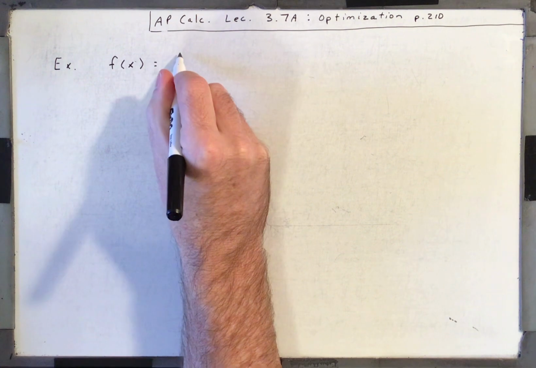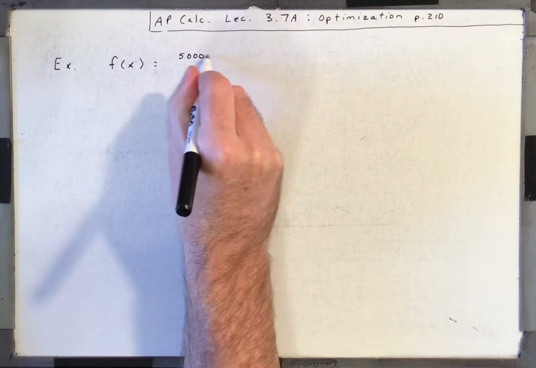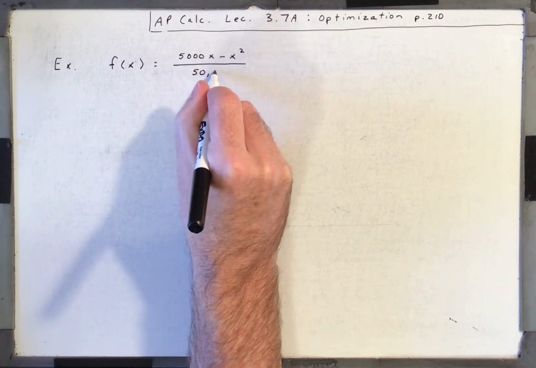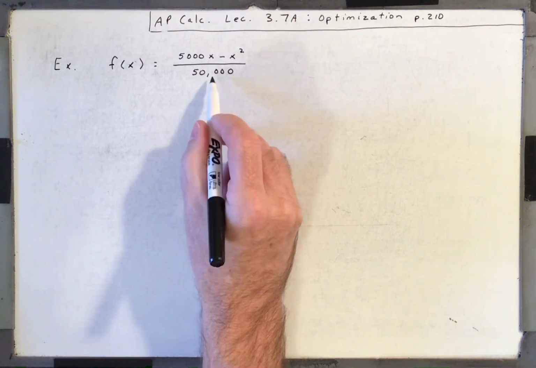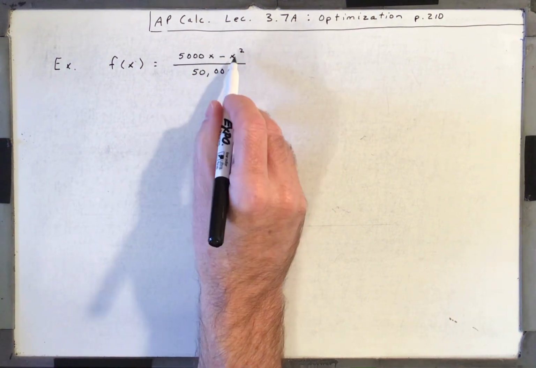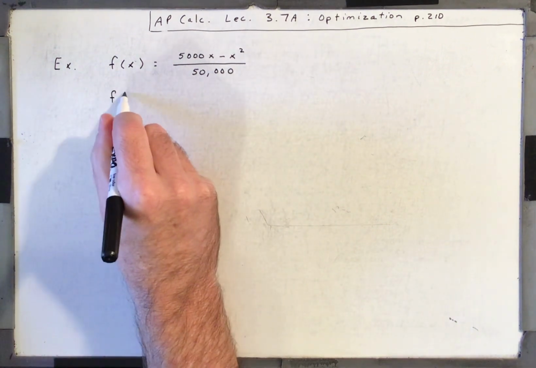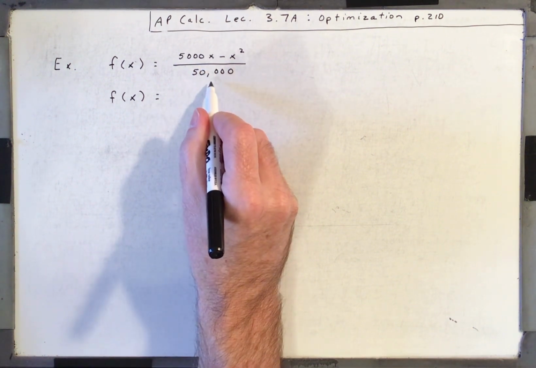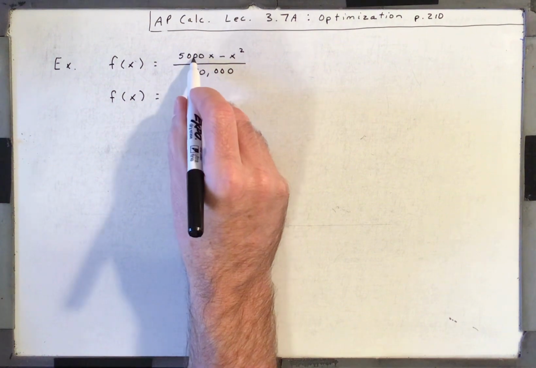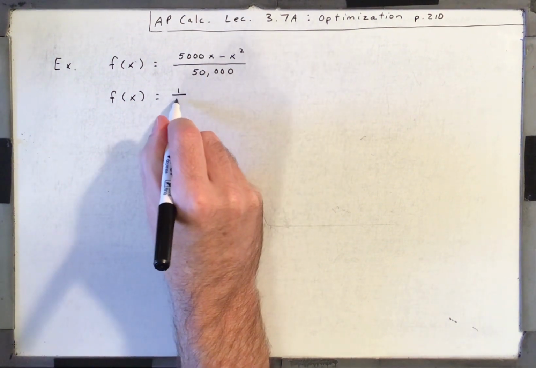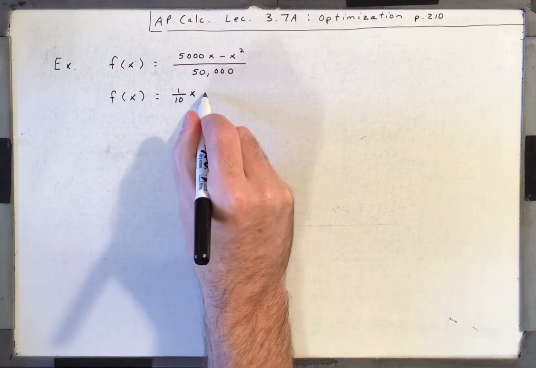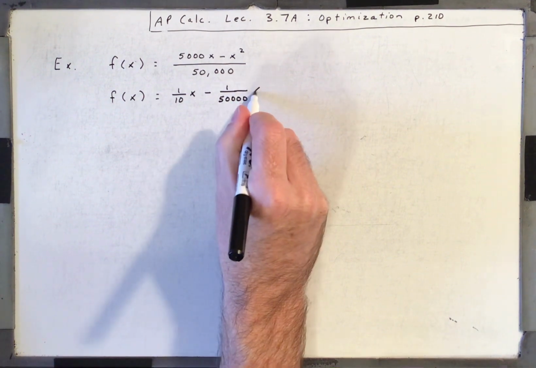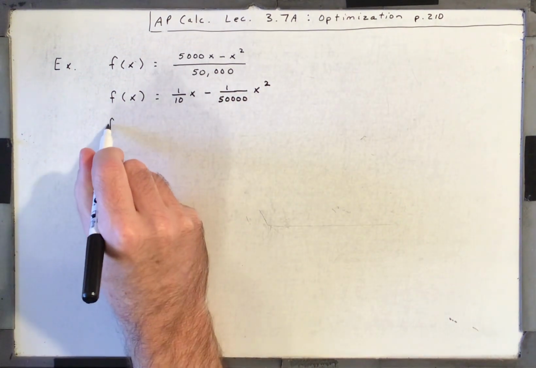So we have f of x is equal to 5,000x minus x squared over 50,000. I'm going to rewrite this. I'm going to divide 50,000 into both components of the numerator. I'm not going to take the derivative yet, but 5,000 over 50,000 would be 1 over 10, right? So that's 1/10 x minus 1 over 50,000 times x squared. Now we can easily take the derivative.